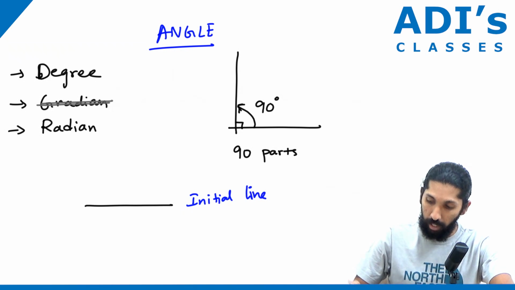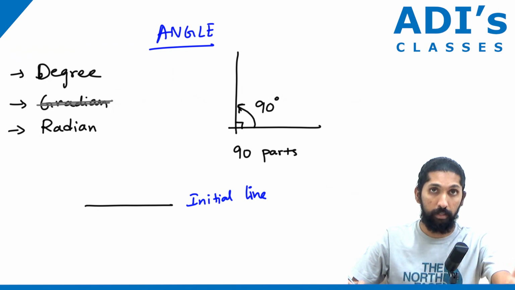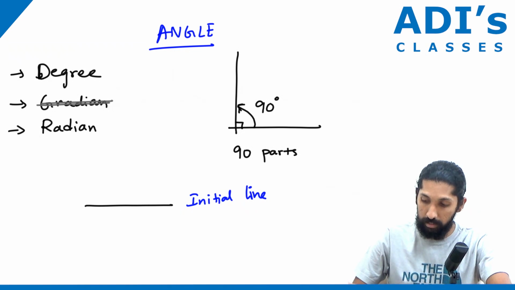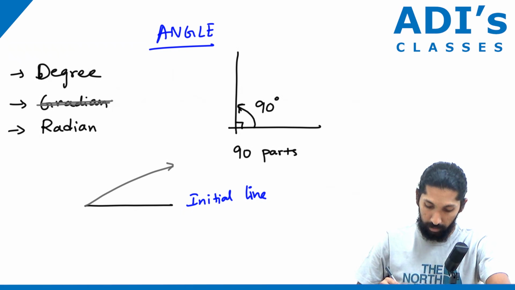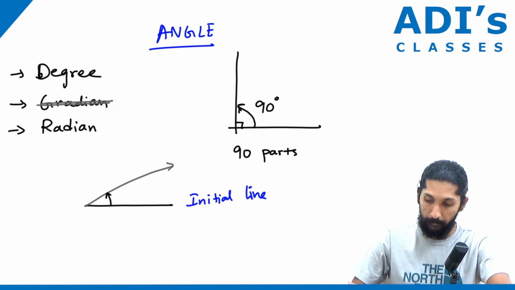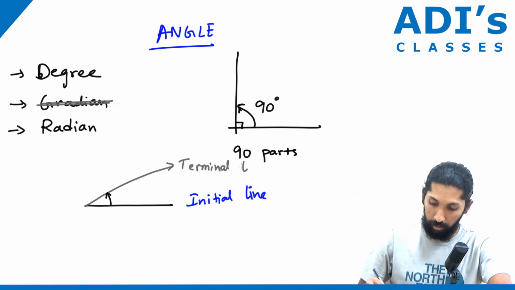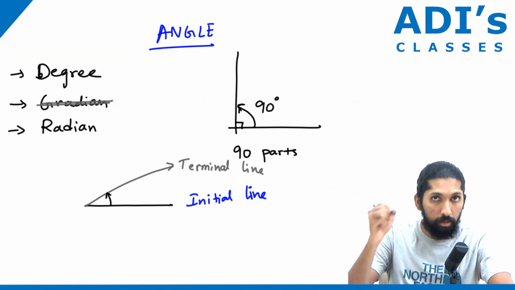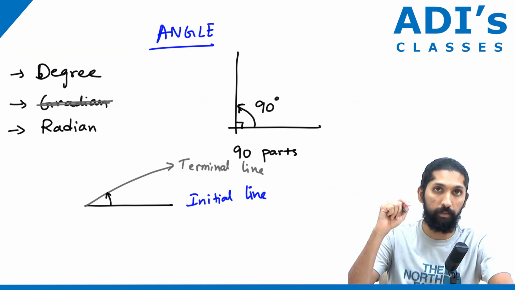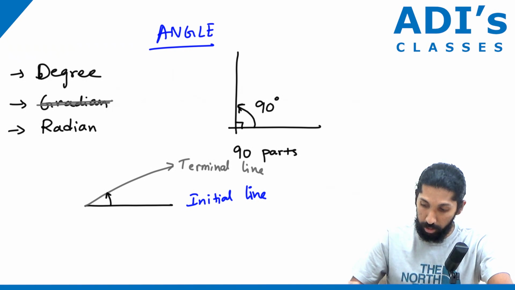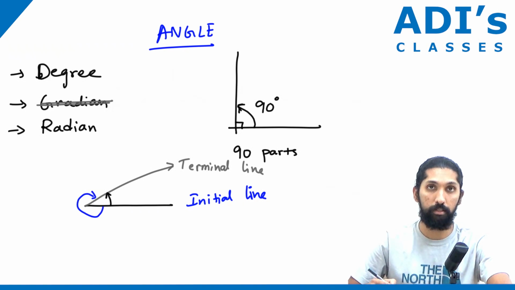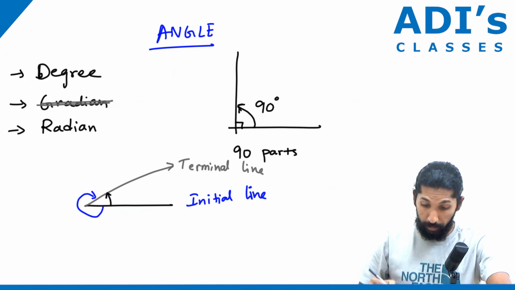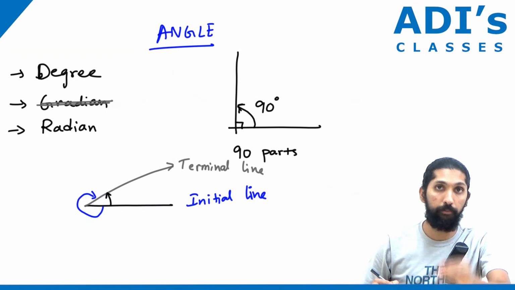Then we have another line which makes the angle. That is called the terminal line. Suppose this can be the terminal line. If this is the terminal line, this is going to be the angle. Now the angle we are making here, since this is an anti-clockwise direction angle, becomes a positive angle. Suppose you measure an angle in the clockwise direction like this, then this particular angle will become a negative angle.